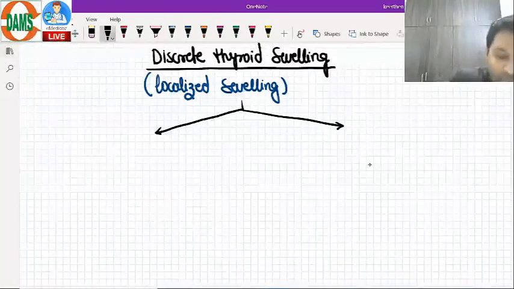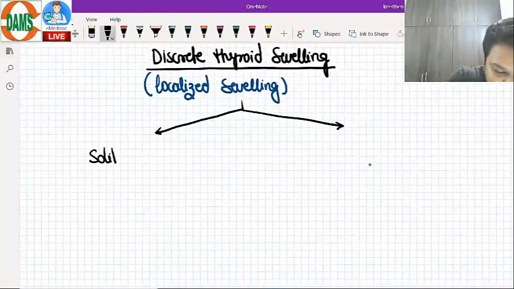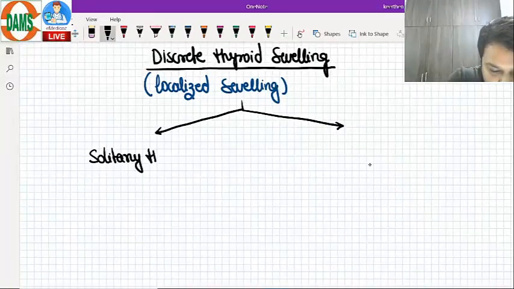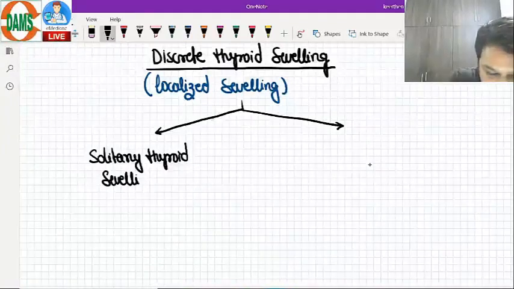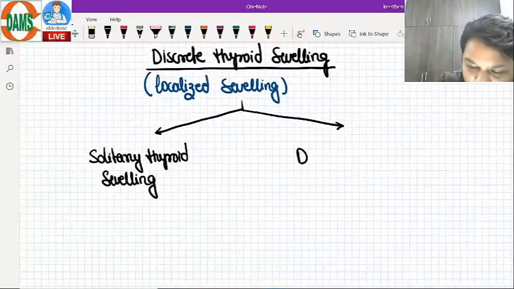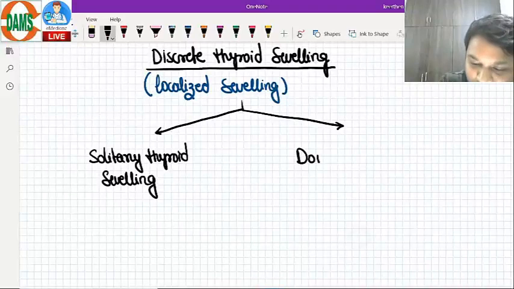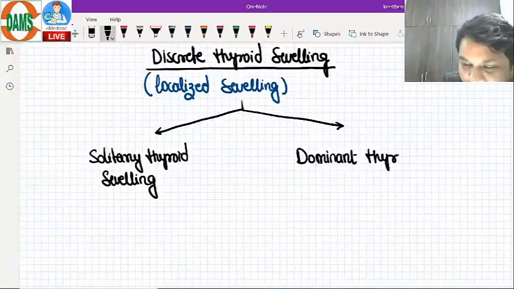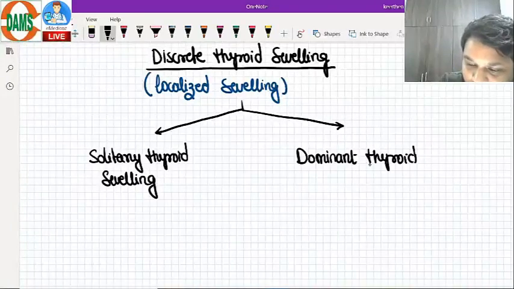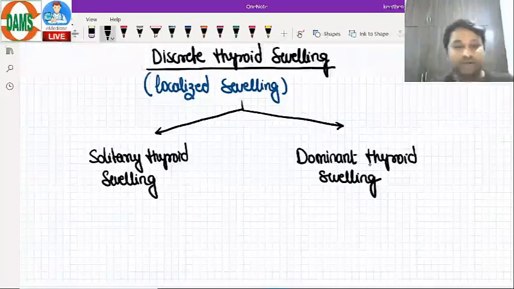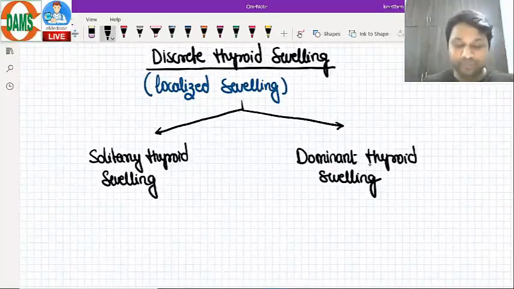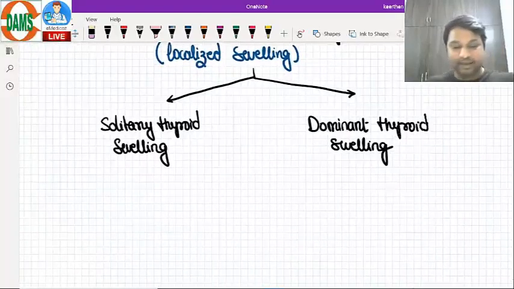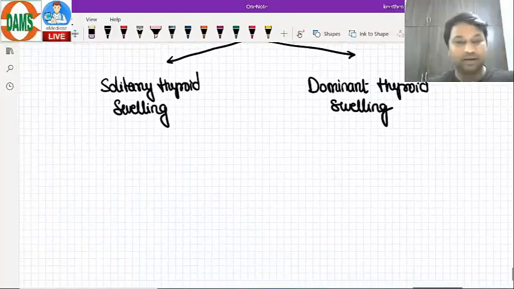One, we have the solitary thyroid swelling. Another one we have called the dominant thyroid swelling. Now, normally, if one is solitary, the other one is multiple, right? So, rather than saying that, I'm saying solitary and dominant thyroid swelling.